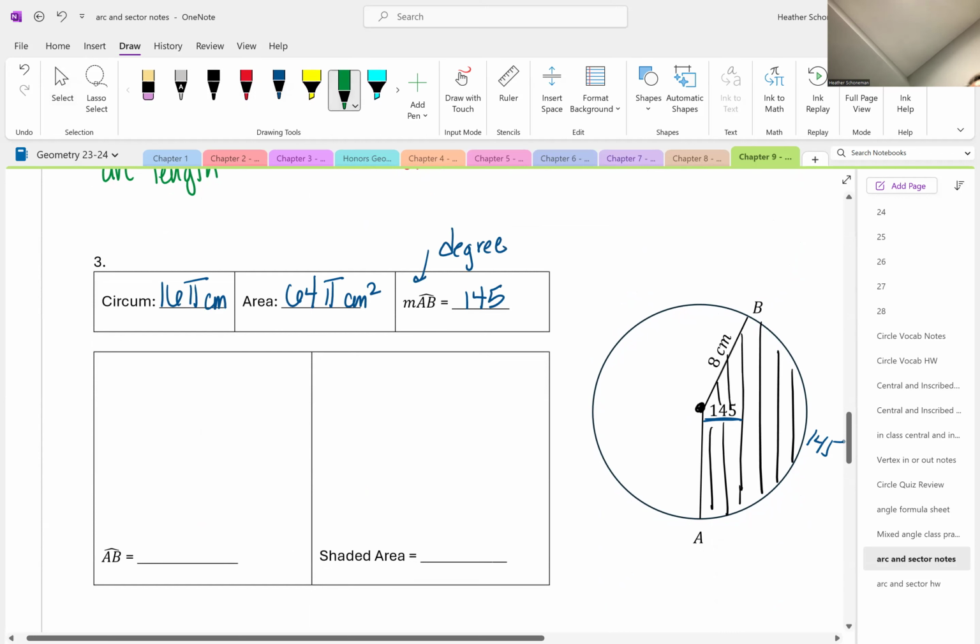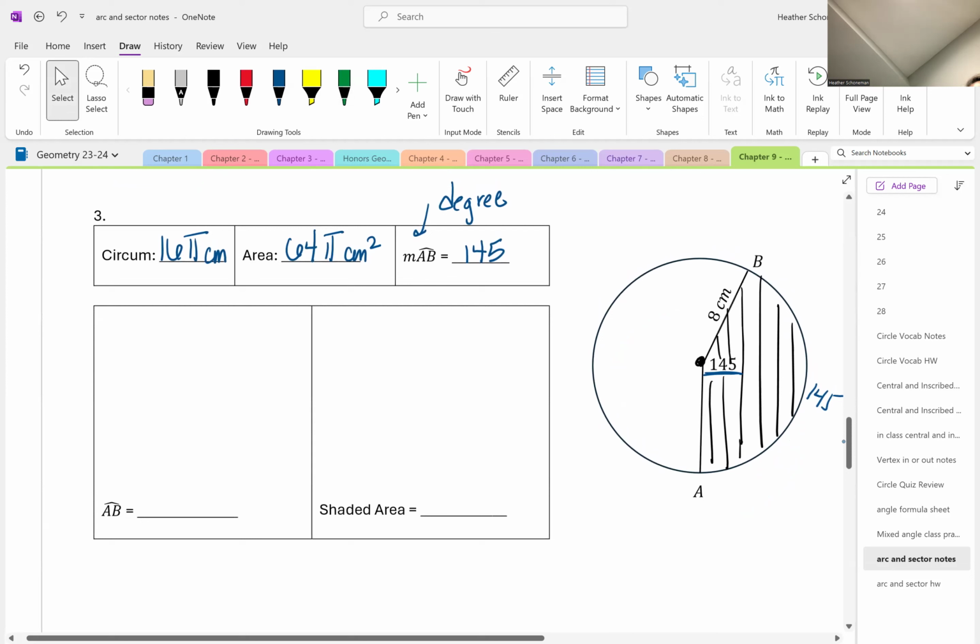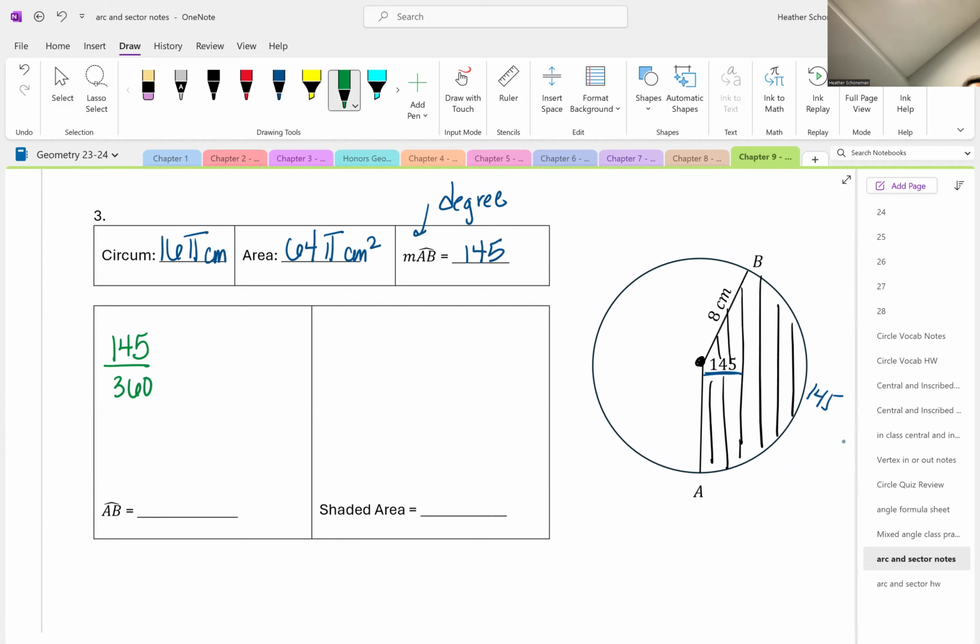For the other one, where we have the bigger box, that's where we're going to find the arc length. So the arc length is the degree over 360. That's the fraction of the circle that we want. And for arc length, we want a fraction of the circumference, so times 16 pi. Now, we need to simplify this fraction.